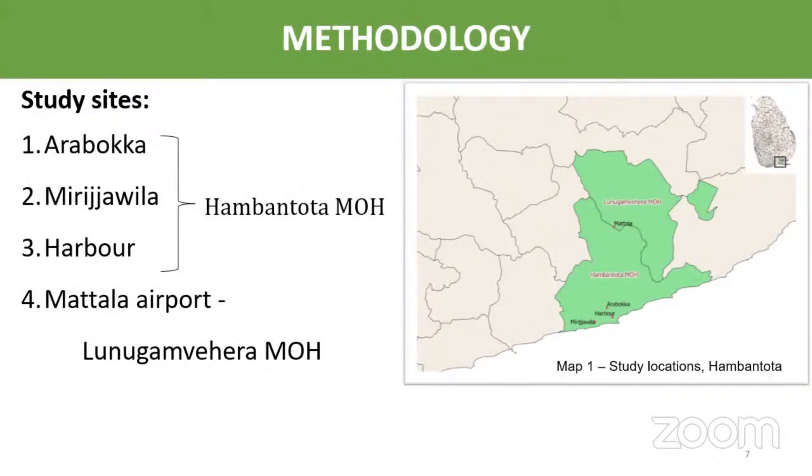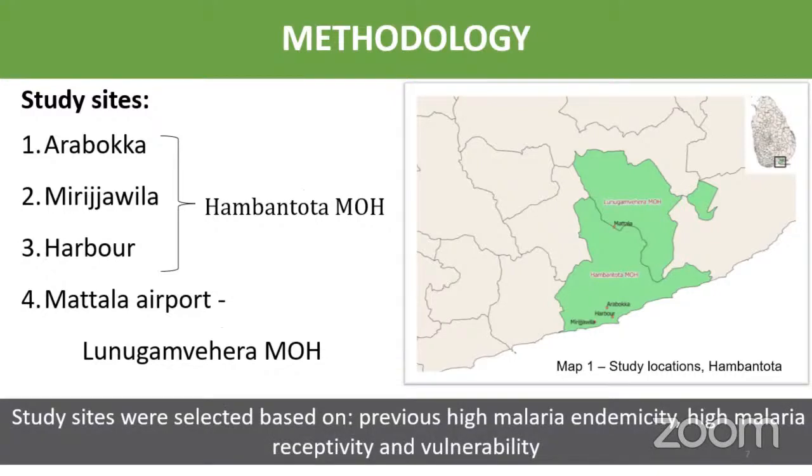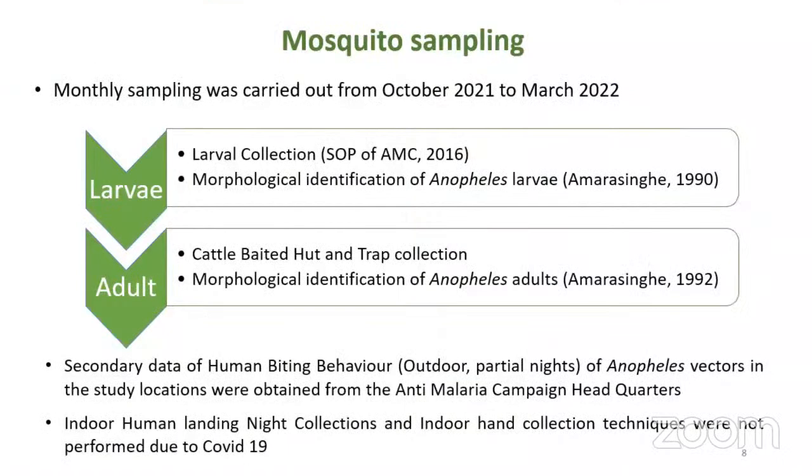Four study sites were selected in the Hambantota district: Arabukka, Mirichchawila and Harbour localities in Hambantota MOH, and the Mattala Airport site in Lunugamvehera MOH. These study sites were selected based on previous high malaria endemicity and high malaria receptivity and vulnerability. Monthly mosquito sampling was carried out from October 2021 to March 2022. Larvae were collected using larval surveys. Adults were collected using cattle-baited trap collection and cattle-baited hut collection. Both larvae and adults were identified to species level using morphological identification keys. Secondary data of outdoor human landing night collections were obtained from the Anti Malaria Campaign headquarters, as we were unable to perform indoor techniques such as indoor human landing night collection and indoor hand collection due to the COVID-19 pandemic.